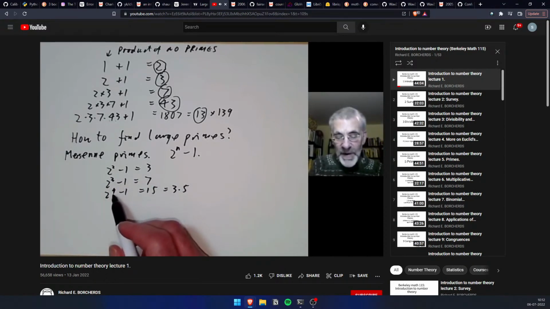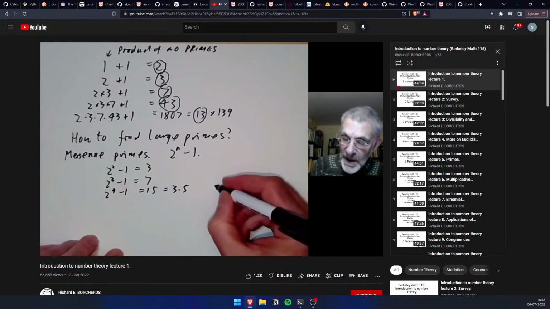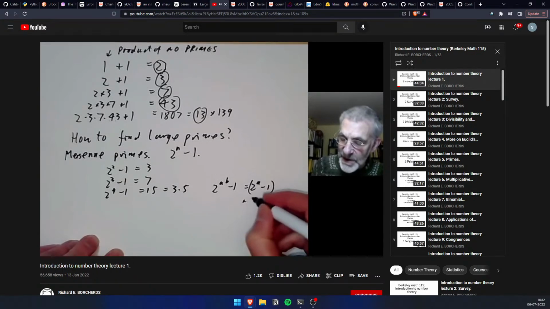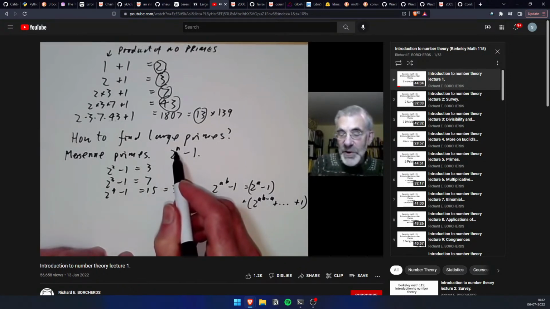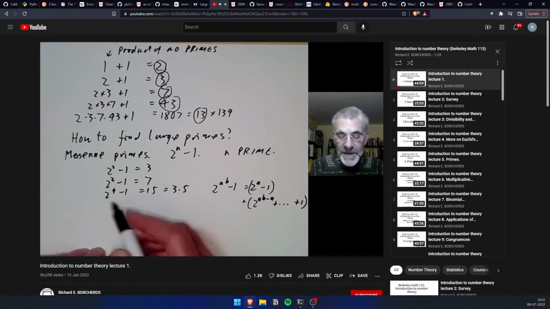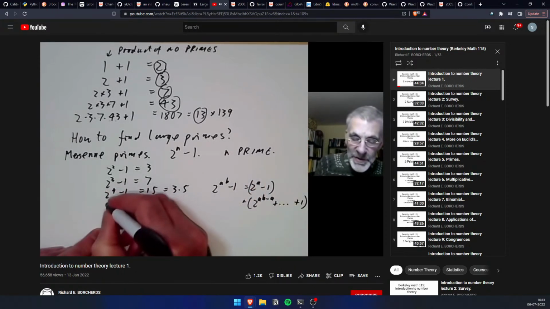Well, you notice the problem here is that 4 isn't a prime, because 2 to the ab minus 1 is divisible by 2 to the a minus 1. This is 2 to the a minus 1 times 2 to the ab minus a plus various things up to plus 1. So if we want 2 to the n minus 1 to be prime, we should take n to be a prime. So we can speed it up by just looking at 2 to the primes minus 1.